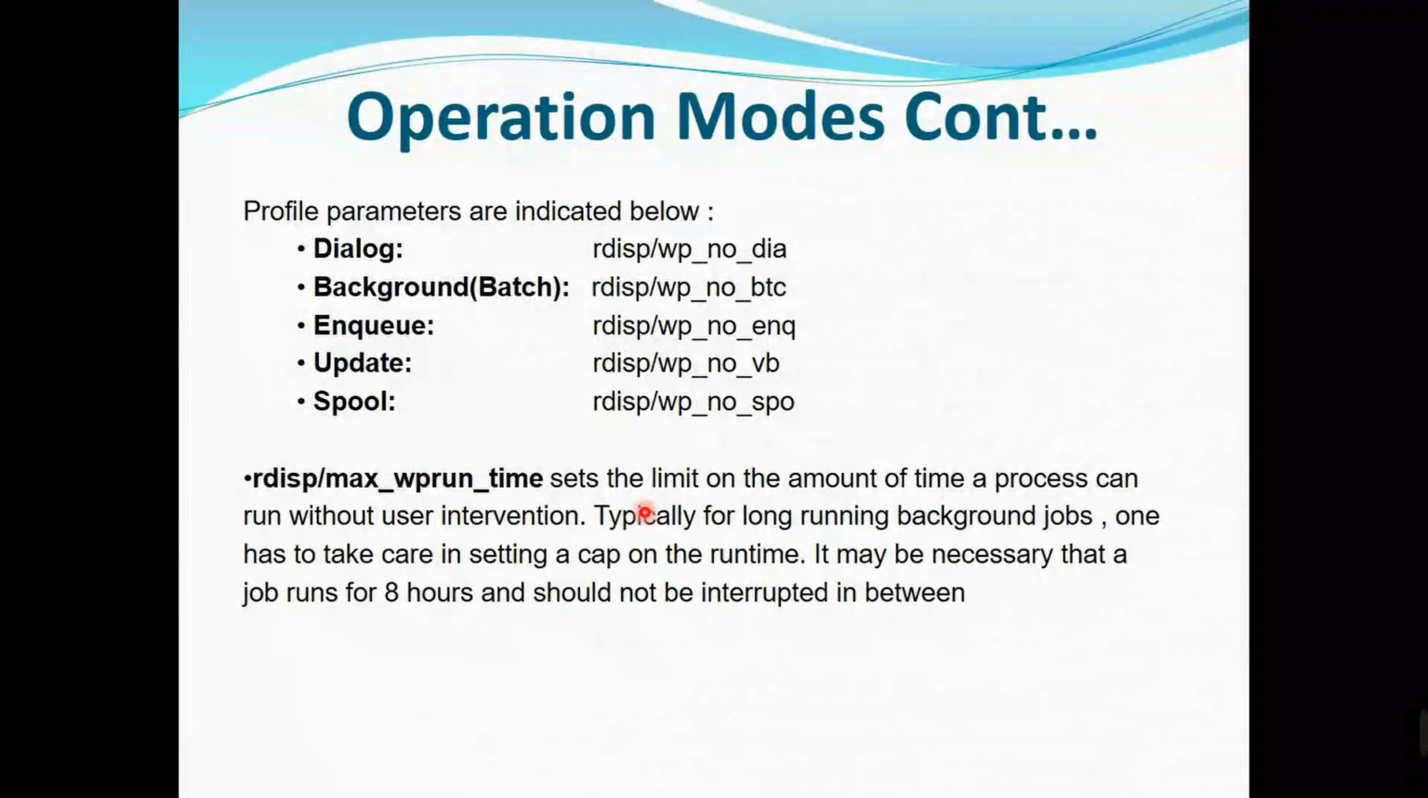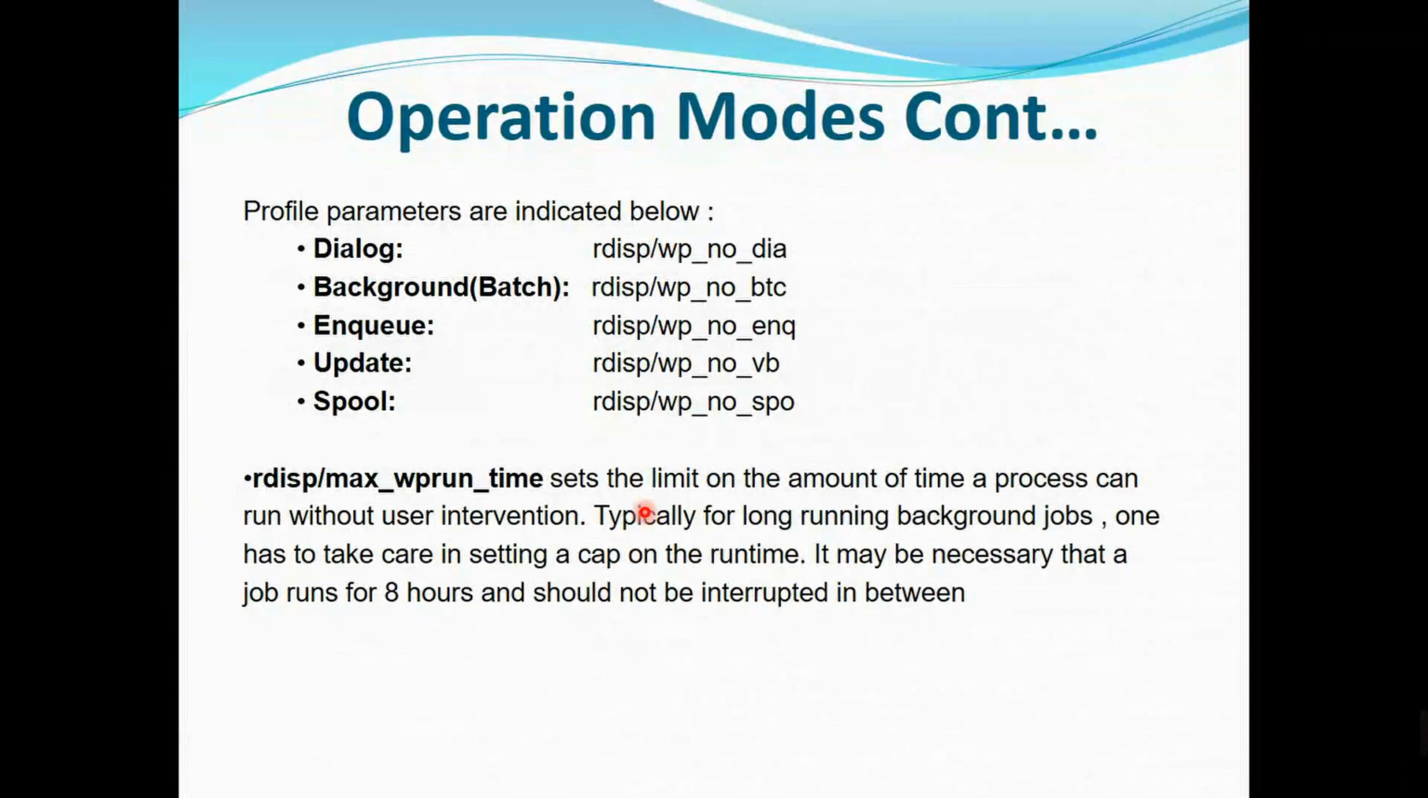These are some parameters for the operation modes. For dialog, it is rdisp/wp_no_dia. Probably you know all this. Then for batch jobs, it's rdisp/wp_no_btc, for enqueue rdisp/wp_no_enq, then vb for update, and spool for spo. rdisp/max_wprun_time sets the limit on the amount of time a process can run without user intervention.